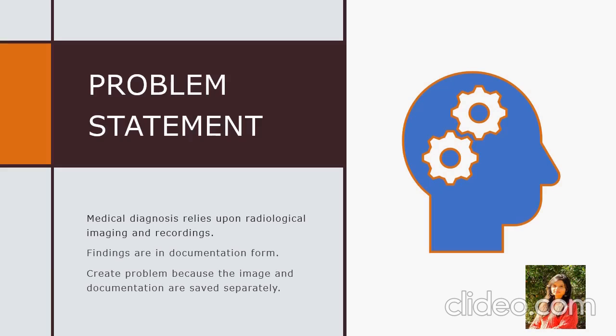I'm going to explain the problem statement of our project. Medical diagnosis relies upon radiology images and recordings. The findings are written separately in document form, and this makes a problem for users because they have to save images and their documents separately. So our application gives the users the reliability and the flexibility to annotate and label on medical images. And so when they download these medical images, both the image and its description will be shown on it.